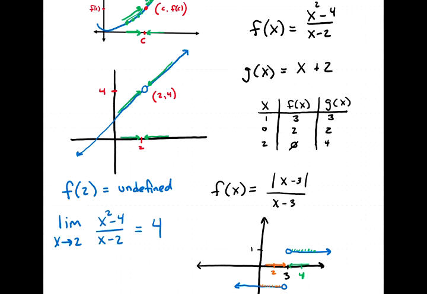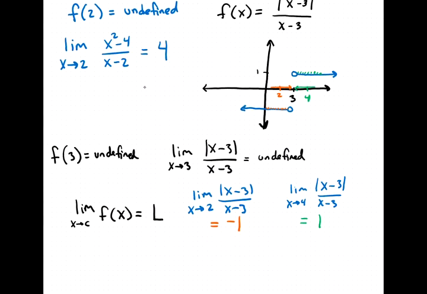The limit is still defined, even though the function is not defined, when the x values approach a location where there's a hole. With a jump, the limit is not defined because you have a different limit value from the right as you do from the left. Now, we'll later talk about one-sided limits.